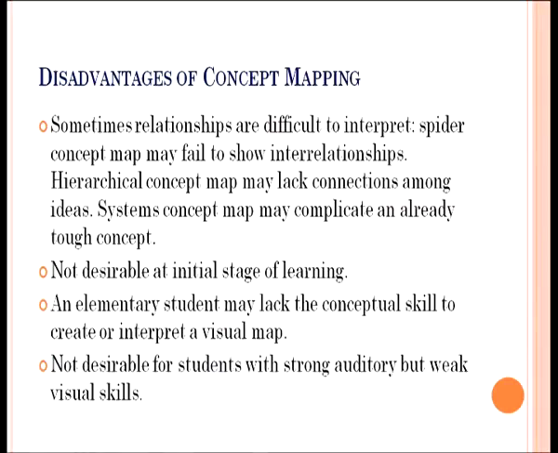Sometimes relationships are difficult to interpret. For example, a spider concept map may fail to show interrelationships of the other concepts, that is, the sub-concepts. A hierarchical concept map may lack connection among ideas. A systems concept map may complicate an already tough concept. So, they are to be used very, very cautiously.